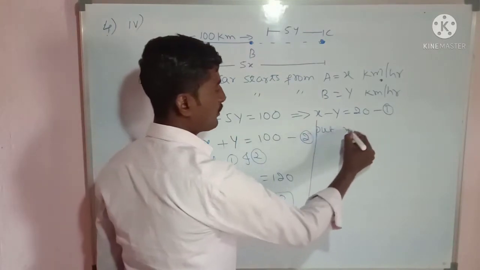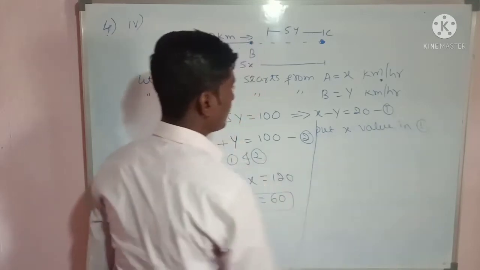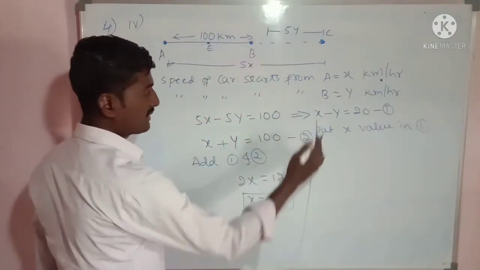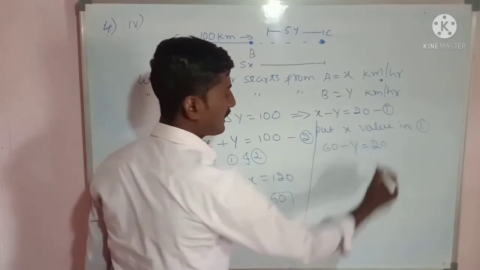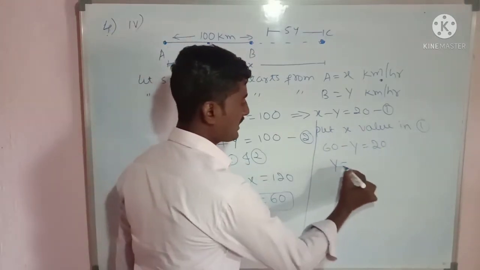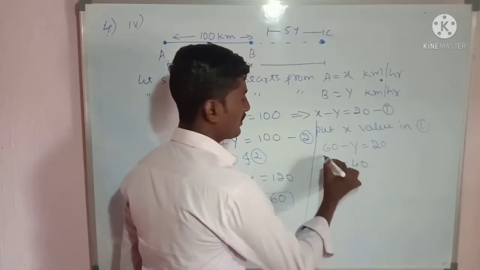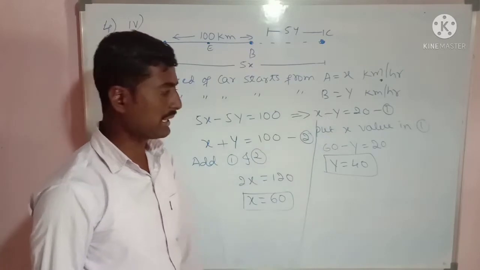Put x value in equation number 1. Now equation number 1 is what here? 60 minus y is equal to 20. So y take to the right side. Y is equal to how much? It is 40. Okay. Now y means it is speed of the car starts from the point B.